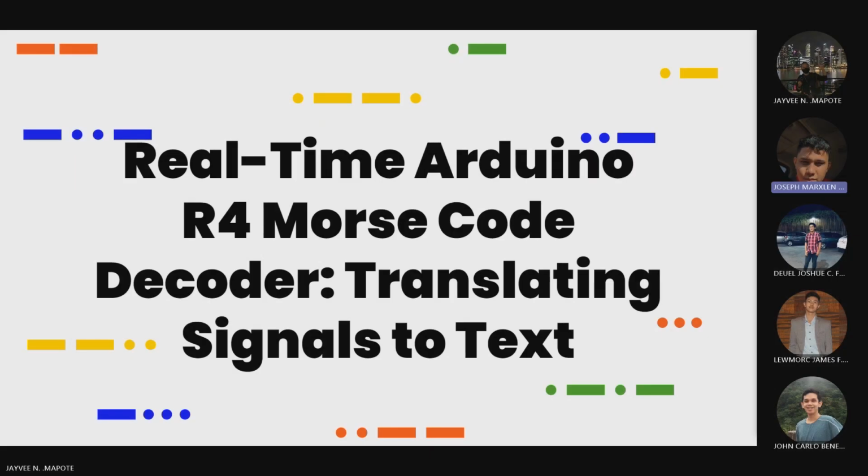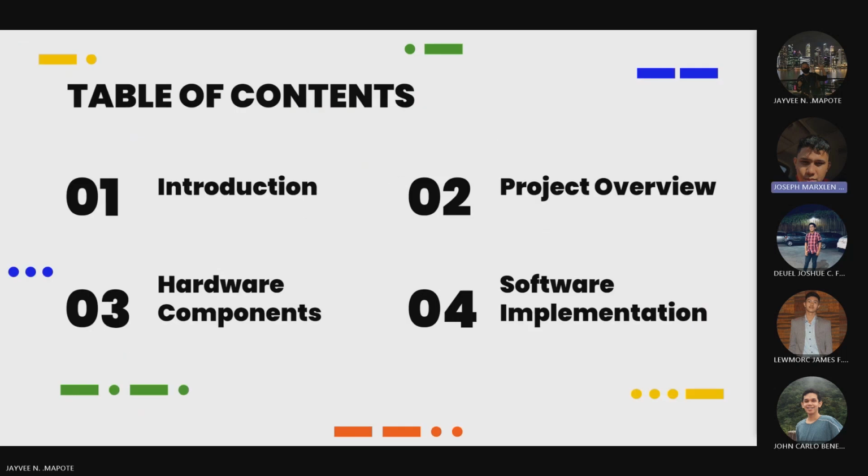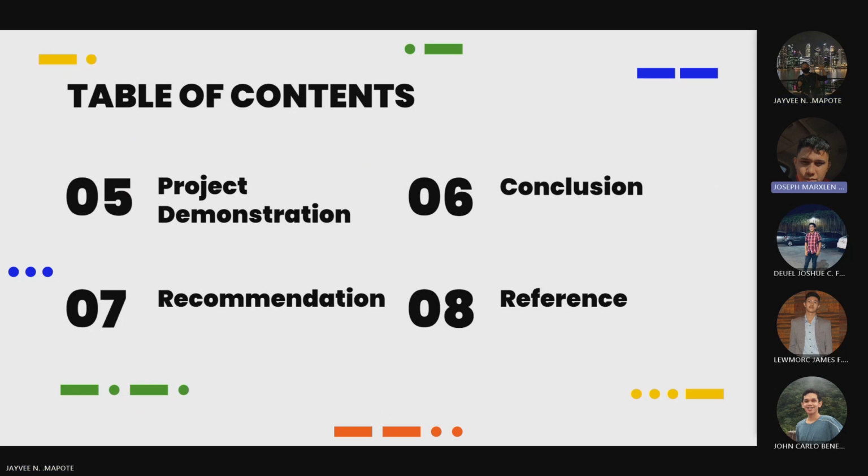We will present a project that we did, which is entitled Real-Time Arduino R4 Morse Code Decoder Translating Signals to Text. First, we're going to show you the flow of our presentation. First is the introduction. Next is the project overview. After that is the hardware components and the software implementation. Next, we will demonstrate the project, and then we will conclude and give the recommendations and the references that we used in order to accomplish this project.